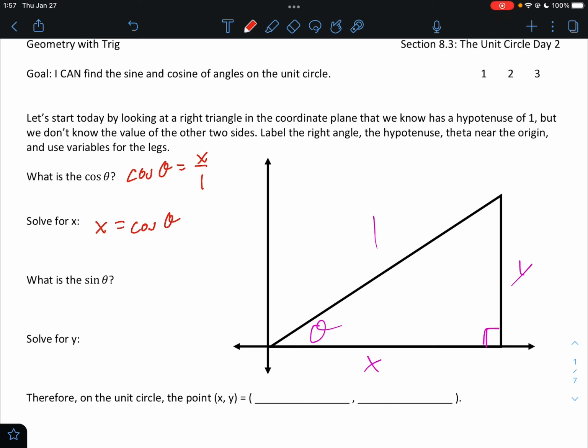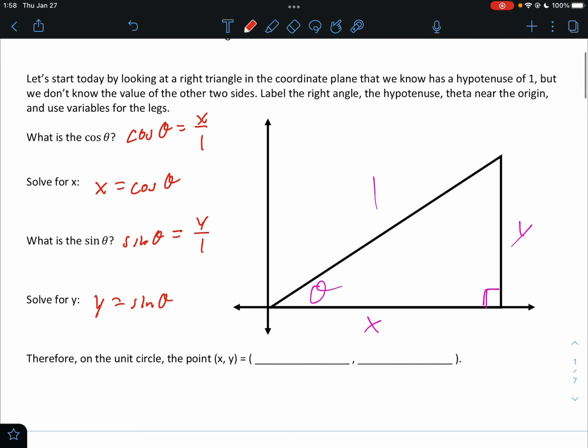And it says, what is the sine of theta? Remember, sine is equal to opposite over hypotenuse. So sine of theta equals y over 1. In other words, y is the sine of theta. So that means when we're talking about unit circle problems, all of the coordinate points, x comma y, will be known as cosine theta comma sine theta. Super important piece of information right there.